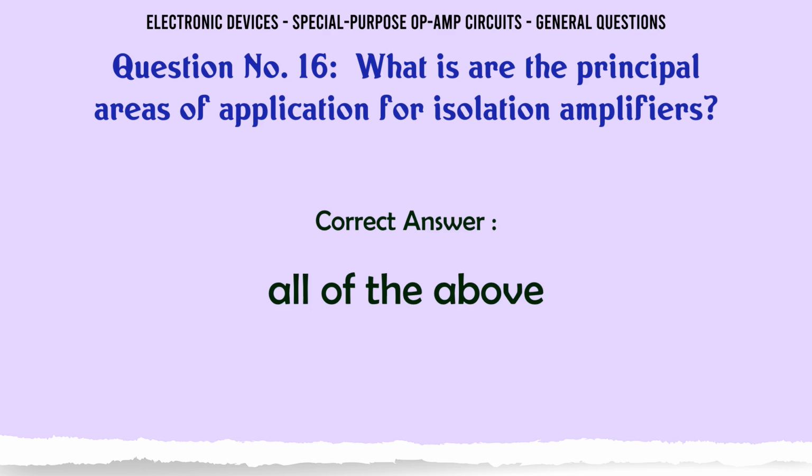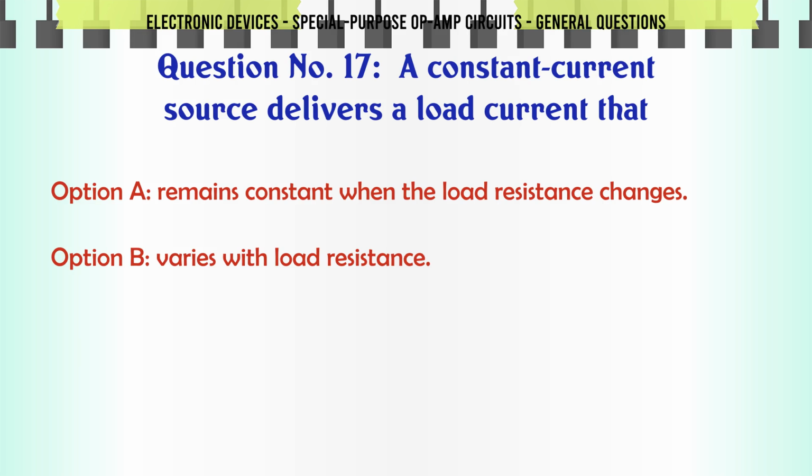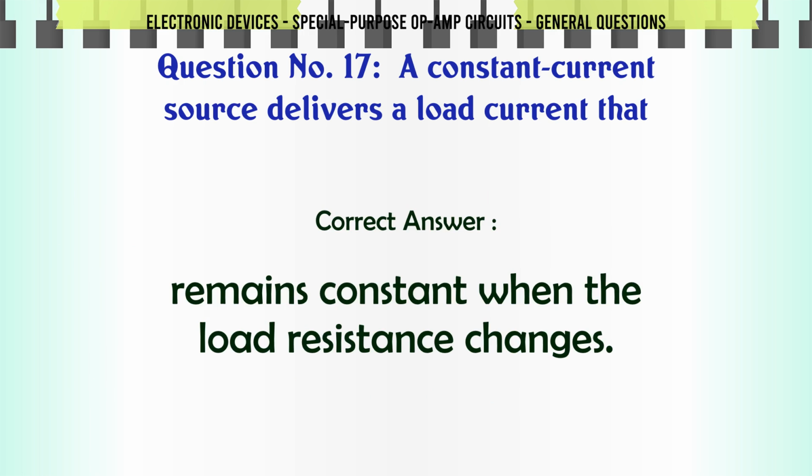A constant current source delivers a load current that: A. Remains constant when the load resistance changes, B. Varies with load resistance, C. Varies inversely with load resistance, D. Varies inversely with input voltage. The correct answer is remains constant when the load resistance changes.